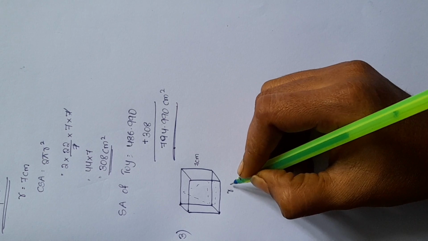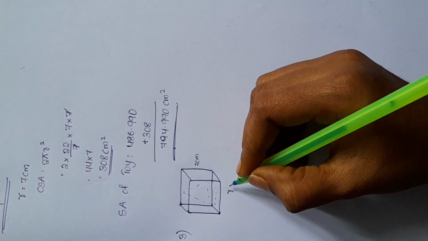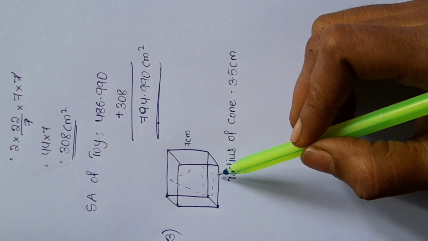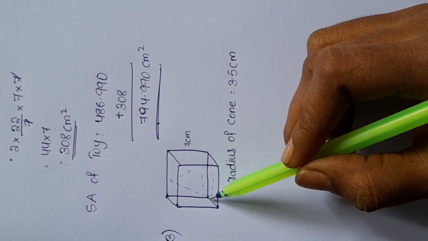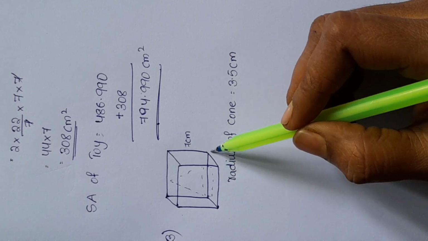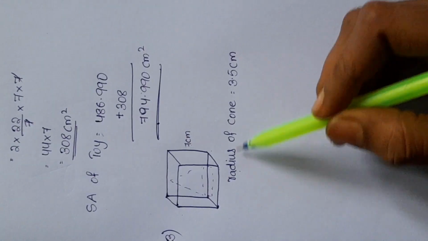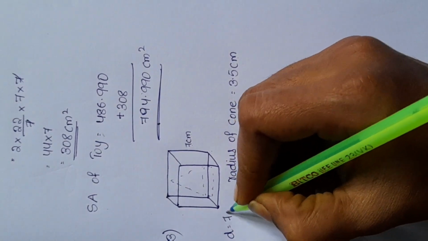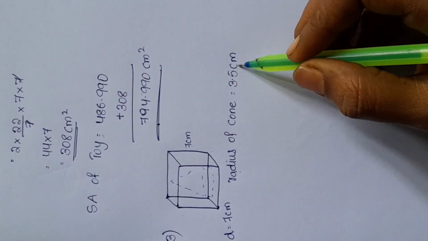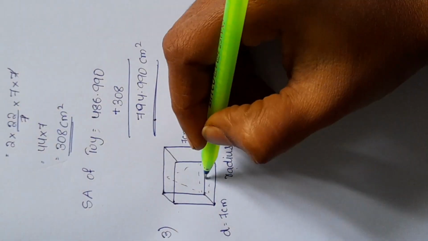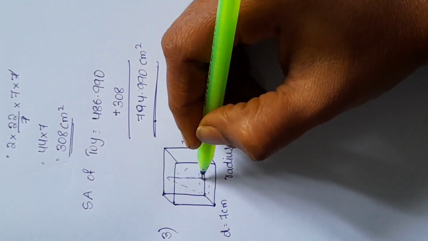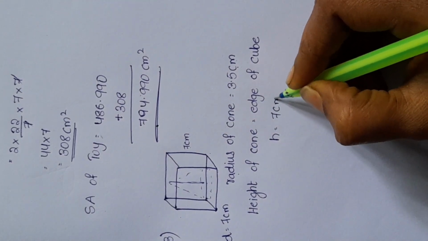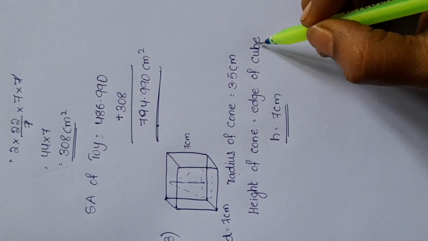Now, the radius of the cone becomes 7 by 2, that is 3.5 centimeters. As we cut the cone of the largest volume, the base diameter of the cone is equal to the edge of the cube, which is equal to 7 centimeters. So, as diameter is 7 centimeters, the radius becomes 3.5 centimeters. Now, the height of the cone becomes the edge of the cube. So, h is equal to 7 centimeters because the edge of the cube is 7 centimeters.